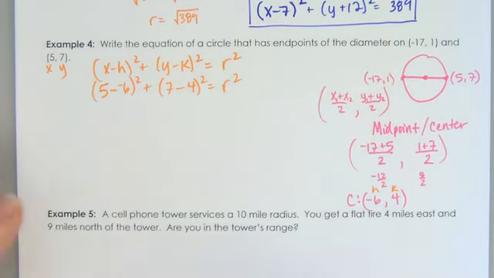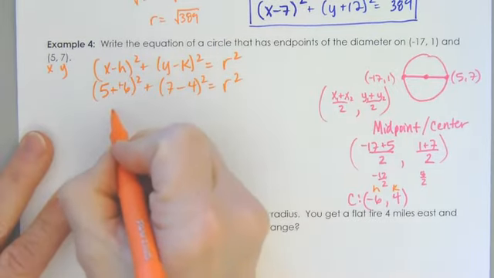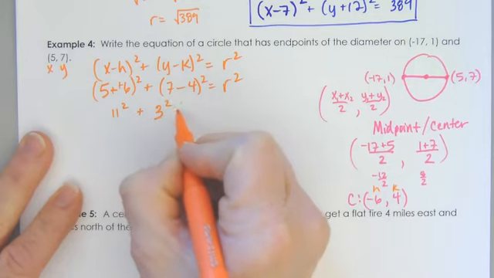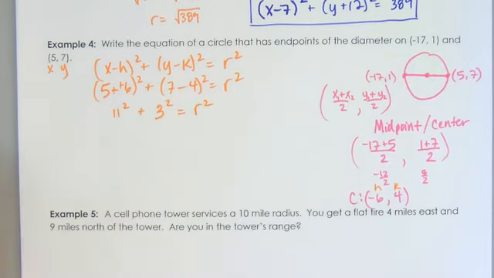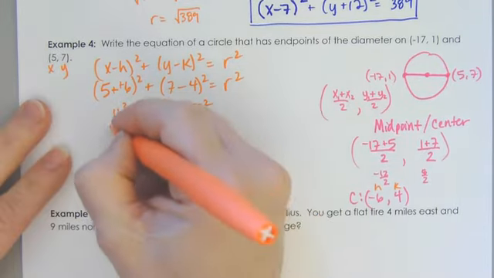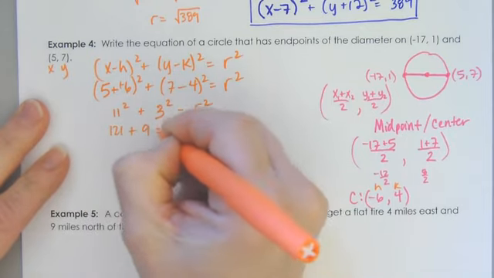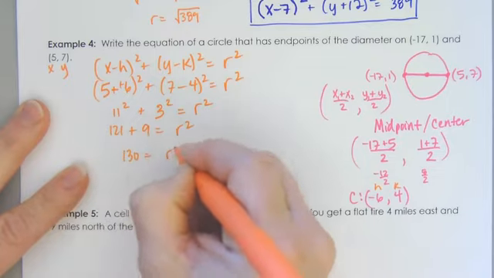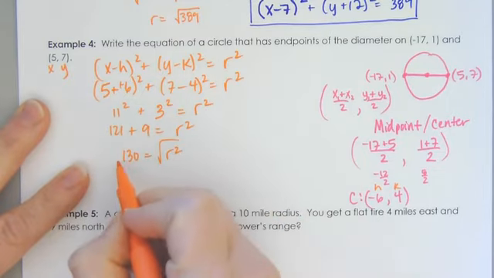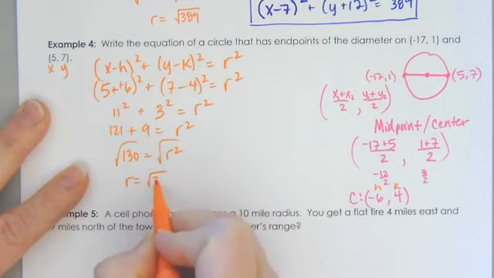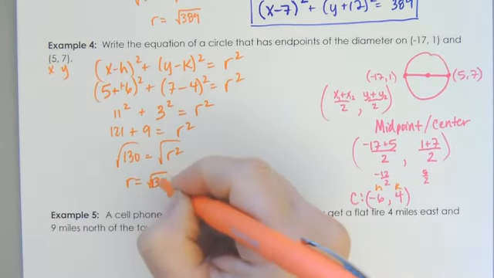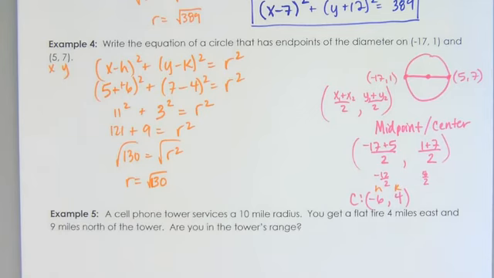And now we just need to do the work. So really this is 5 plus 6 is 11. 7 minus 4 is 3. 121 plus 9 is r squared. So that gives us 130 is r squared. Square root to figure out what r is. R is the square root of 130. And now you just have to plug it back into the formula.